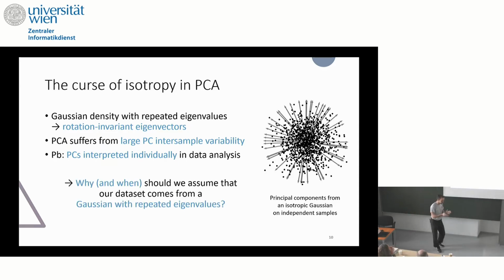If you have a follow-up to summarize, it is that if we assume that the data has been sampled from a Gaussian distribution with multiple eigenvalues, then in this case we have this important interpretability issue that is called the curse of isotropy. Now the question is why and when should we assume that our data has been sampled from such a distribution?